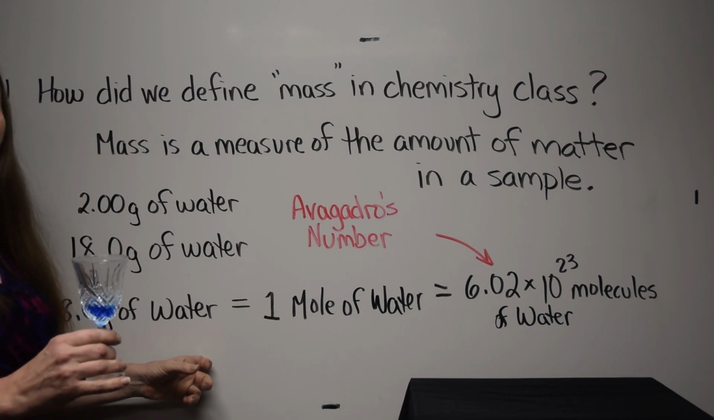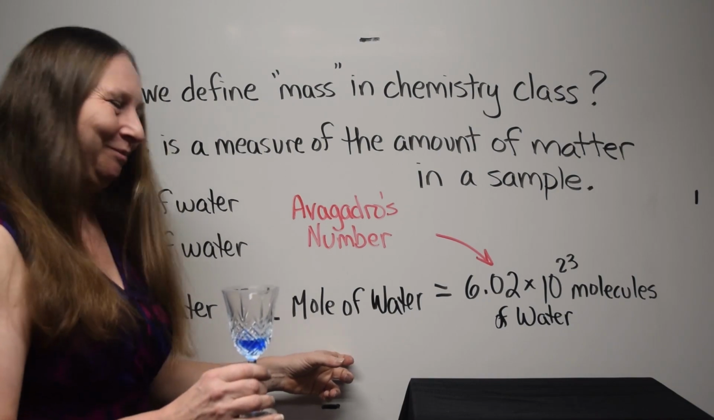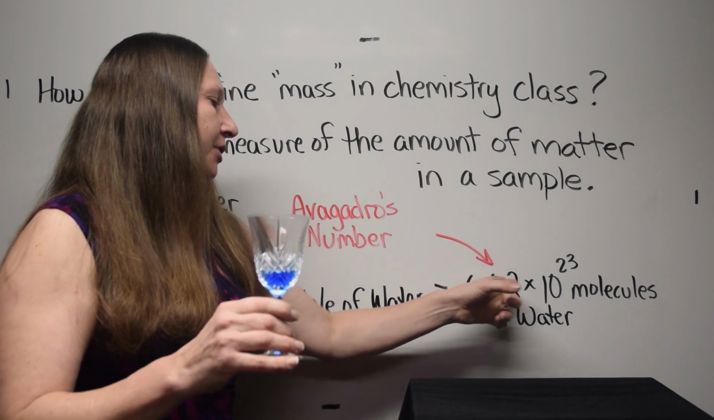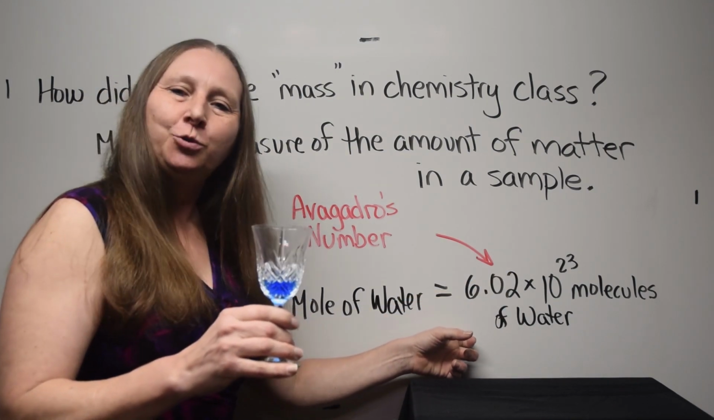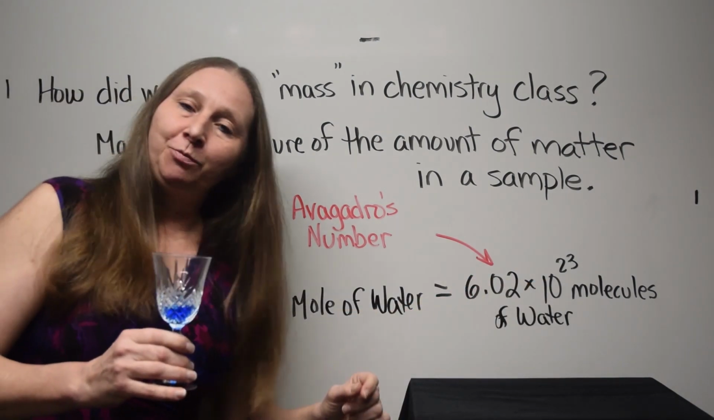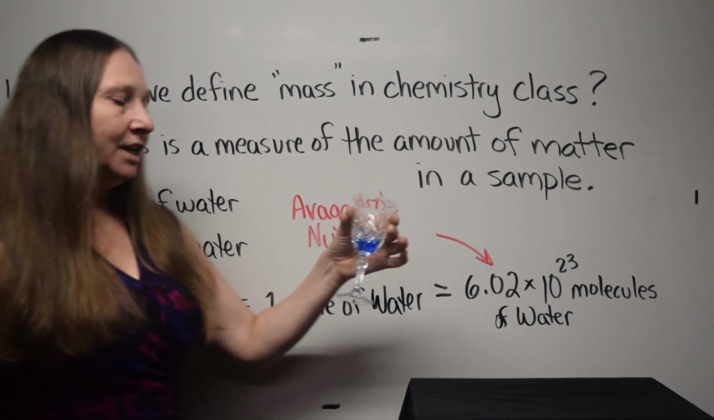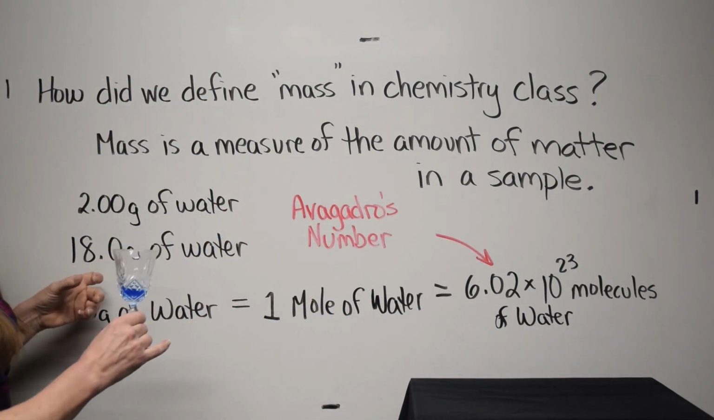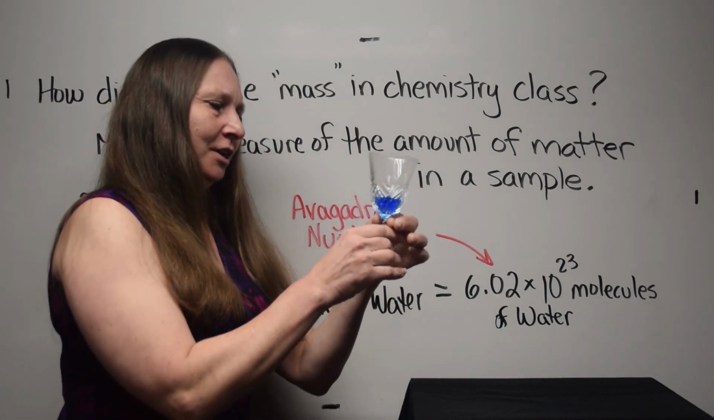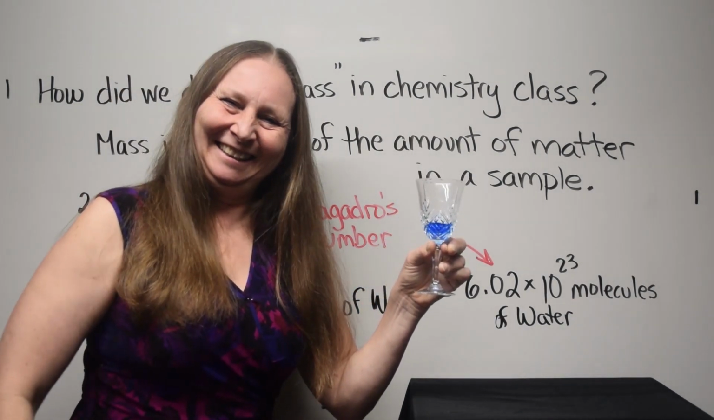18 grams of water, you learned last year in chemistry, would be 1 mole of water. And that would have in here approximately 6.02 times 10 to the 23rd molecules of water. Remember, that number, 6.02 times 10 to the 23rd, is Avogadro's number. It's kind of cool that if we measure out a certain mass, we know approximately how many molecules of water we have. That's an awful lot of molecules.